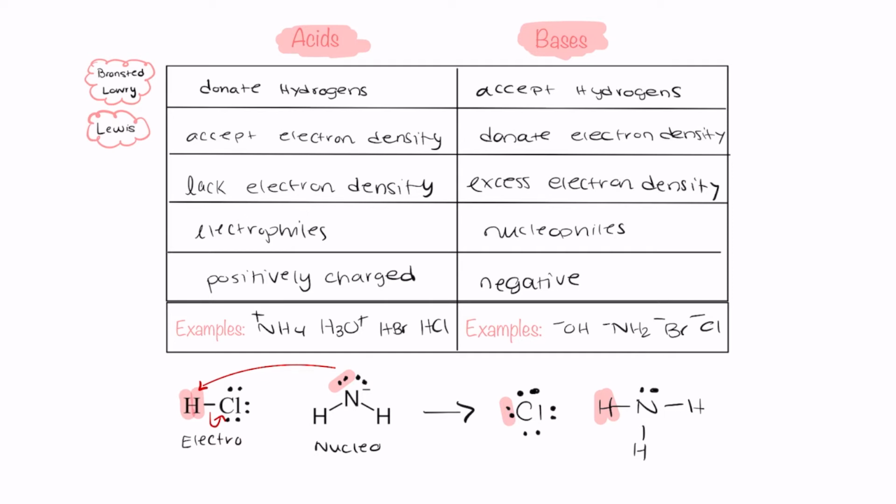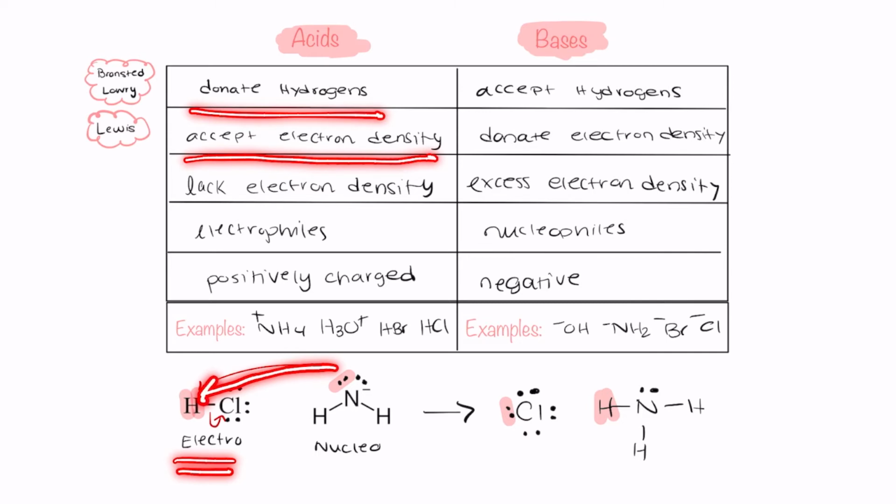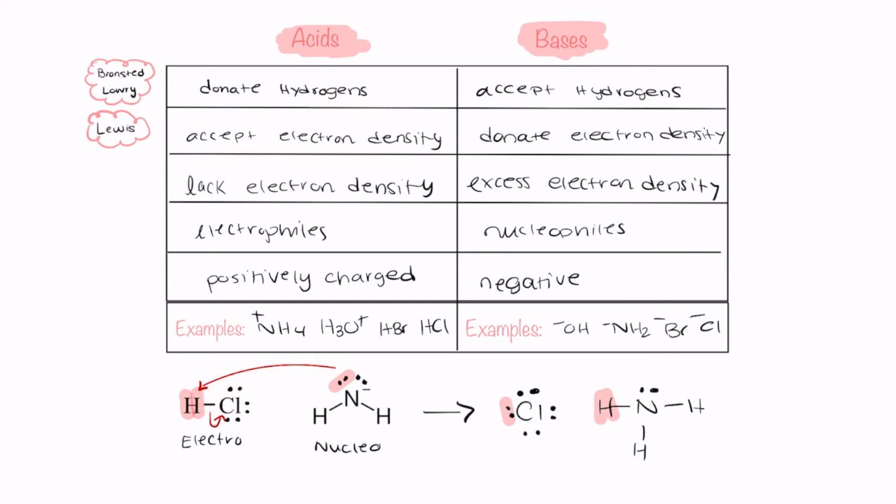Now we can begin to understand the definitions that we wrote in the chart. So remember we said that electrophiles tend to act as acids and they donate hydrogen. So we can see that here HCl is donating a hydrogen. Now we can also understand that it's accepting electron density because it accepted that lone pair from NH2-. A key point here to remember is that the arrow is showing you the flow of electron density.